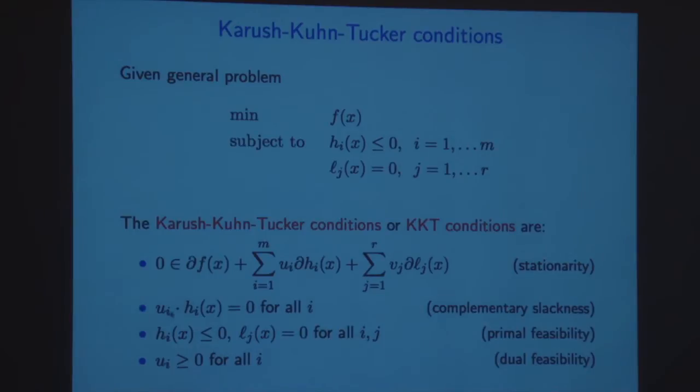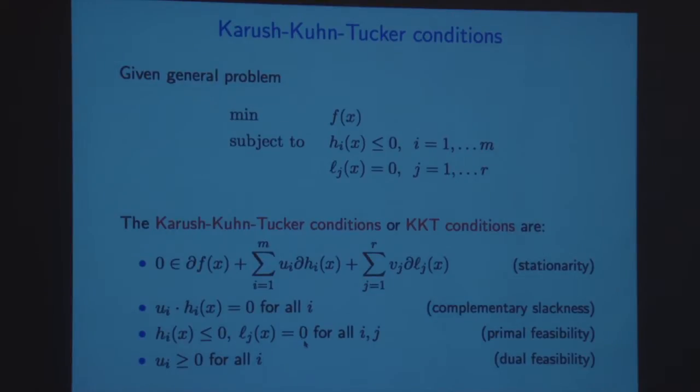The second condition is called complementary slackness, which says that u_i times h_i(x) has to be 0 for all i. So if you look at this inequality constraint, it's saying either the inequality constraint has to be tight, which means that h_i(x) is 0, or u_i has to be itself 0. You can't have both u_i being bigger than 0 and h_i(x) being strictly less than 0. That would violate the complementary slackness condition.